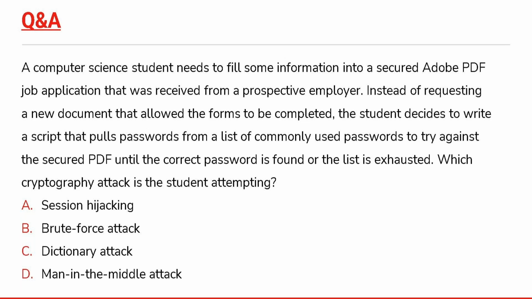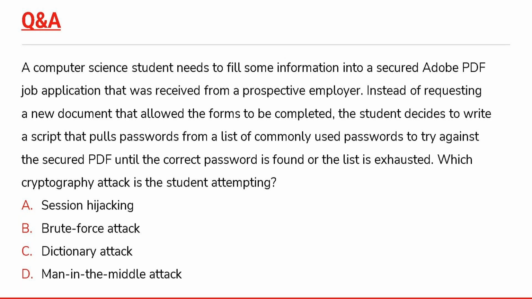All right. So it's saying that a computer science student needs to fill some information into a secured Adobe PDF job application that was received from a prospective employer. Instead of requesting a new document that allowed the forms to be completed, the student decides to write a script that pulls passwords from a list of commonly used passwords to try against the secure PDF until the correct password is found or the list is exhausted. Which cryptography attack is the student attempting?